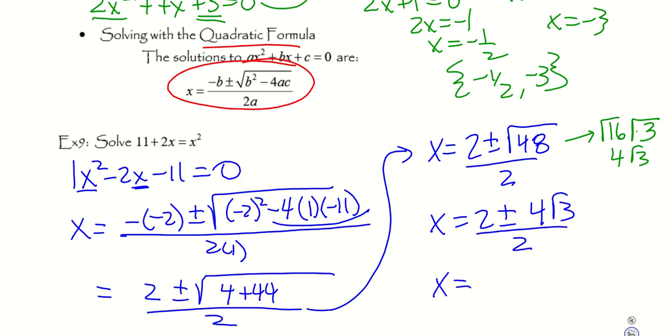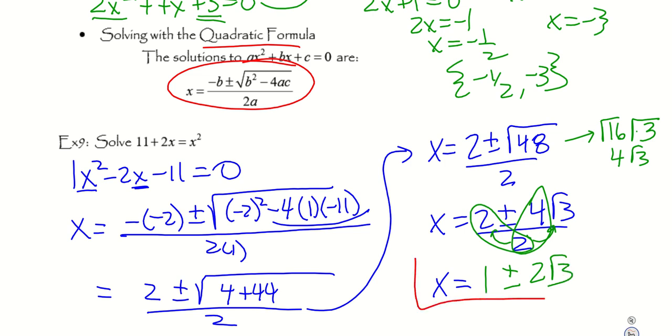I can take this division by 2 and distribute it to either side of the plus or minus sign. So I get 2 over 2, which is 1, plus or minus, and I also have to do this: 4 over 2 is 2 root 3. And those are 2 answers, which is what I expect, and that is my solution for this quadratic equation.